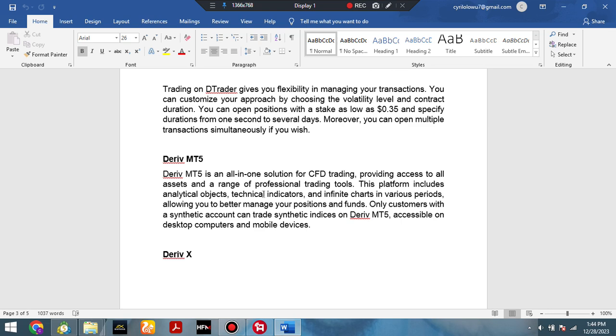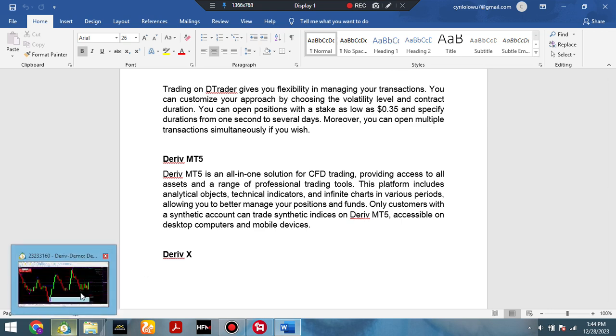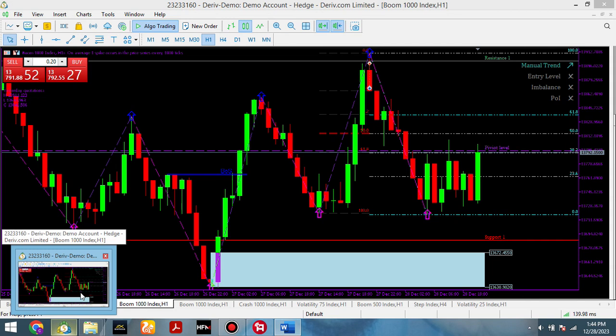When you open it, it looks something like this. Let me check my chart. This is how it looks like. This is synthetic indices. This is how it looks like. So you can trade all these on your MT5. For those of you who have a Deriv MT5 account, you can trade this on it.